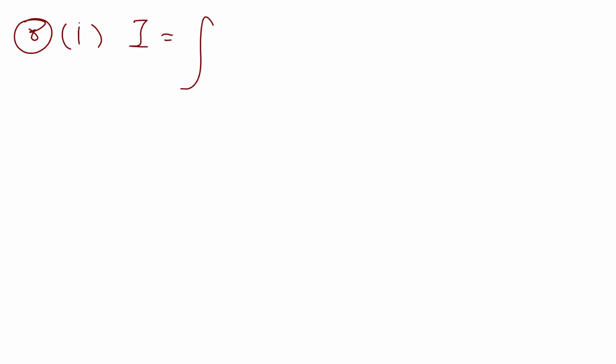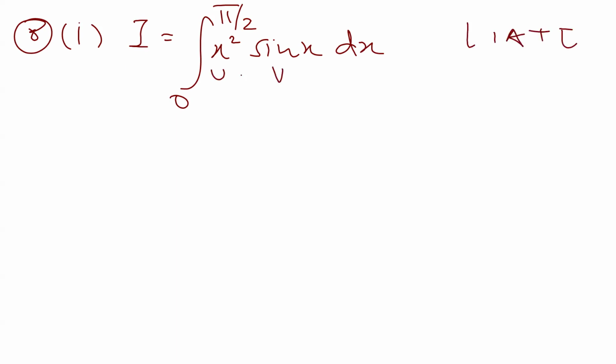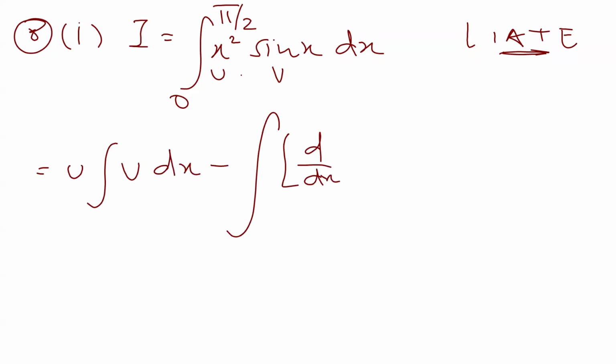Integration of 0 to pi by 2 of x square sin x. U and V, LIATE: algebraic and trigonometric. X square is algebraic, sin x is trigonometric. So U times the integration of V dx, minus the integration of d by dx of U times the integration of V dx, dx.